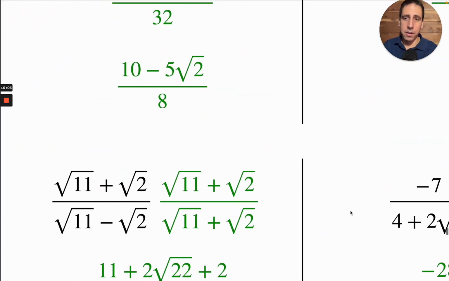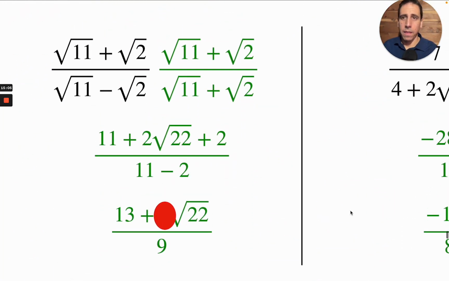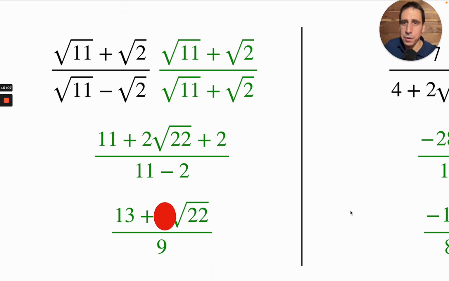Let's keep on going. All right. So, very similar idea here. You've got a minus b. So let's multiply it by a plus b. That'll give you a squared minus b squared, which is 9.